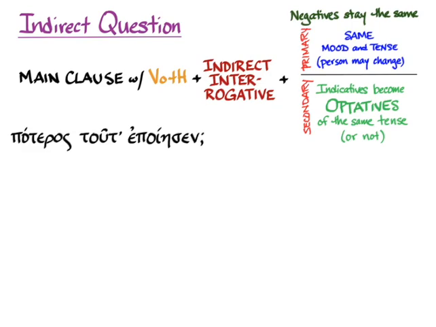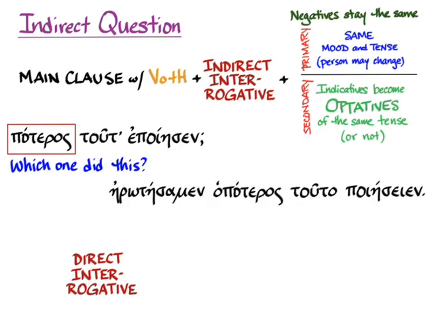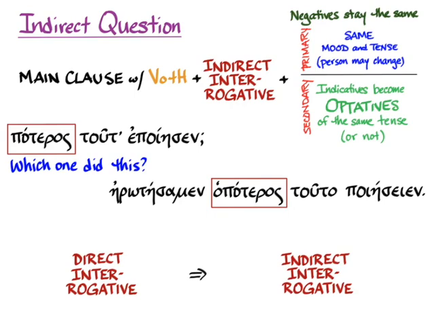In another example, poteros touto epoiesen. So that's a direct question, which one did this? So again, we have a direct interrogative, and that is going to change when we have an indirect question. Erotesamen hopoteros touto epoiesen. It becomes the indirect interrogative version of the same pronoun. Now here, erotesamen is aorist, so we're in secondary sequence, so you're also seeing that epoiesen, the indicative aorist, turns into poiesein, the optative of the same tense. And this means we asked which one did this.